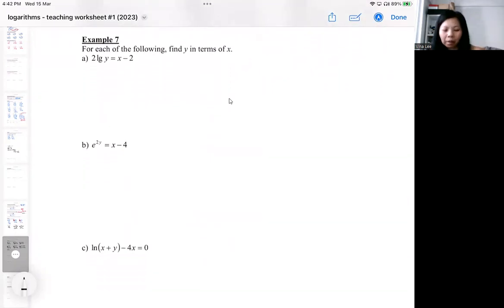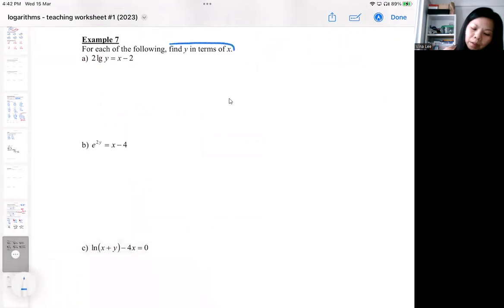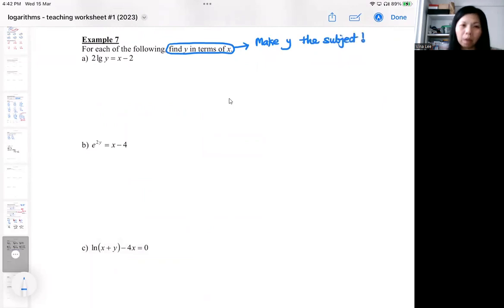So if you look at example 7, you see LG, you see e, you see ln. It's actually very confusing. And the instruction is find y in terms of x. Finding y in terms of x is like your step 2 instruction: make y the subject. At the moment, you can only make y the subject when you get rid of the log, or get rid of the e, or get rid of the ln. So your job is to isolate y.